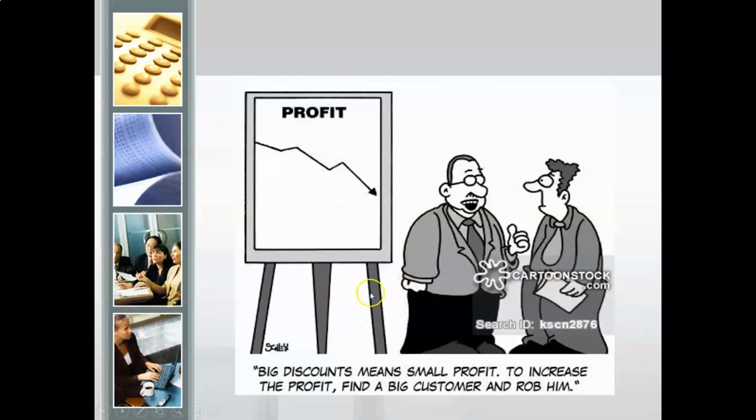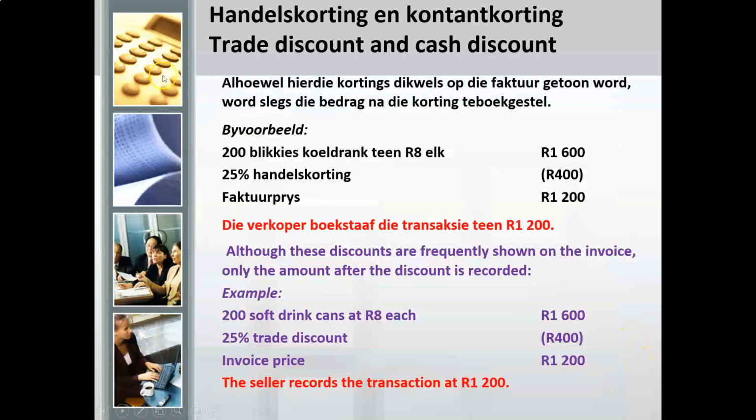Now, this sounds very much like South Africa. Big discounts means small profit. Now, to increase the profit, find a big customer and rob him. Sounds like the receiver of revenue to me.